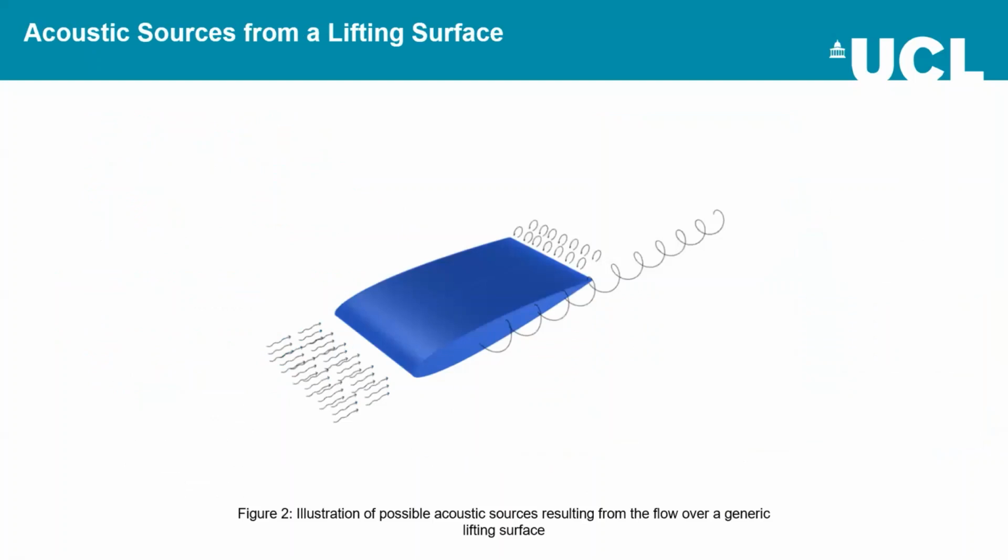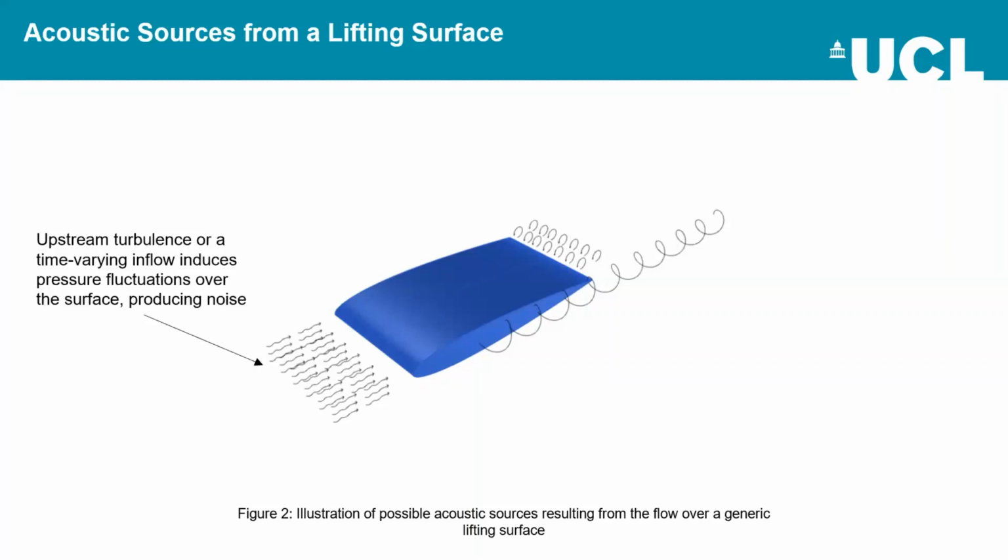So how does a lifting surface produce noise? Well, it produces noise from a number of different sources. The first of those is upstream flow, so upstream unsteady or turbulent flow. When that impinges on a lifting surface, it produces a time-varying pressure field close to the leading edge, and that produces a dipole type noise. If the flow separates at the leading edge, we get periodic vortex shedding, and that produces noise, which tends to be dominated around the frequency of the vortex shedding.